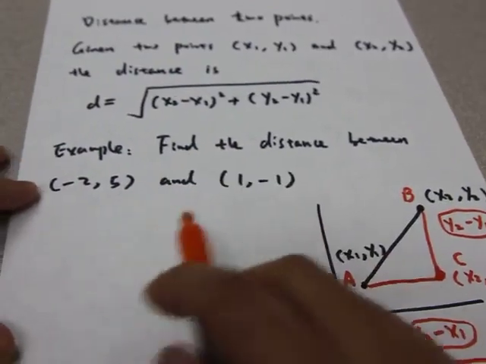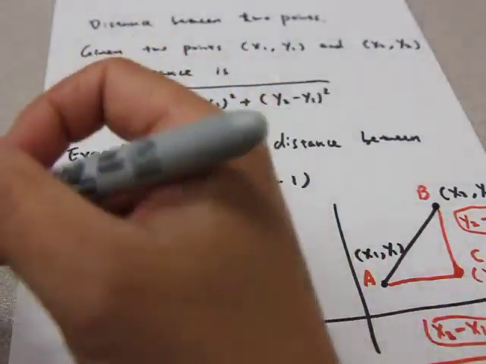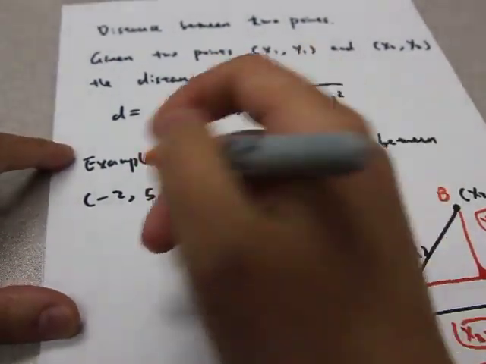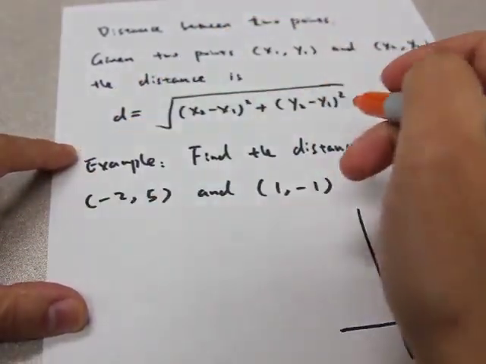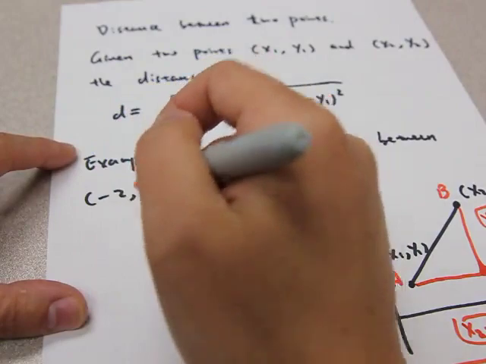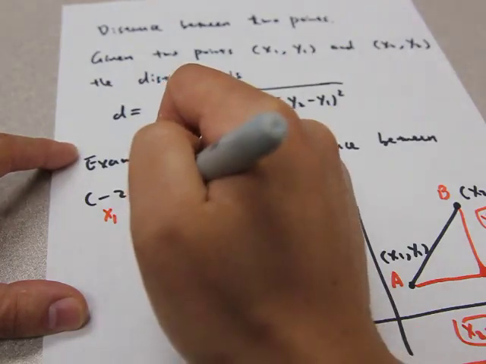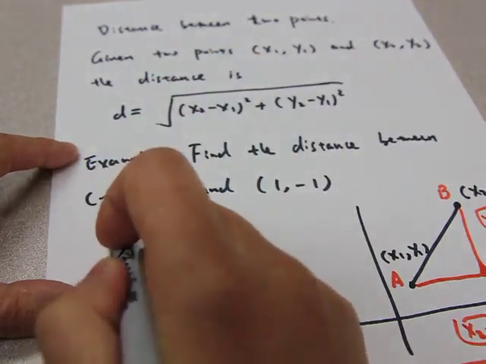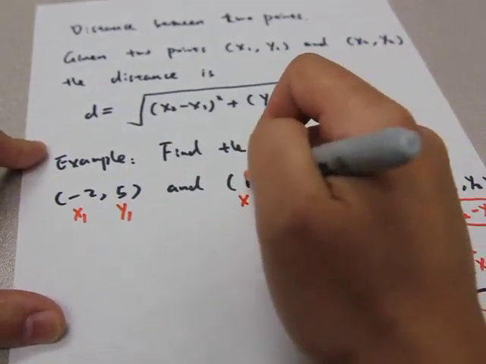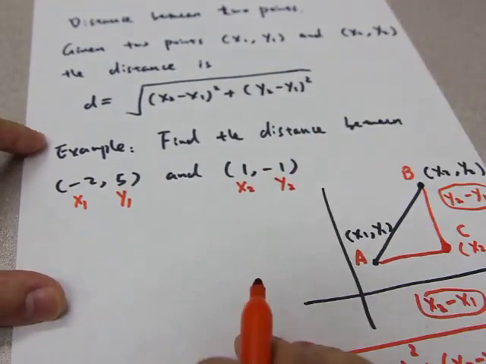Okay? Now, let's use this formula to find the distance of these 2 points. If you are not familiar with this formula, I would recommend you do this. Before you write everything into the formula, you want to mark what each number represents in the formula. So this is x1, and if negative 2 is x1, then 5 is y1. Therefore, positive 1 is x2, and negative 1 is y2. Okay.